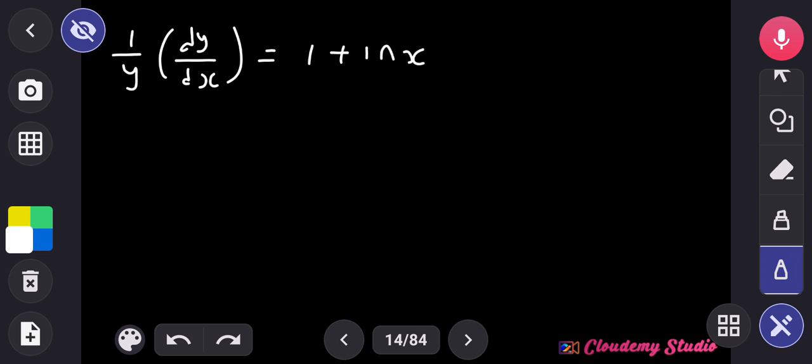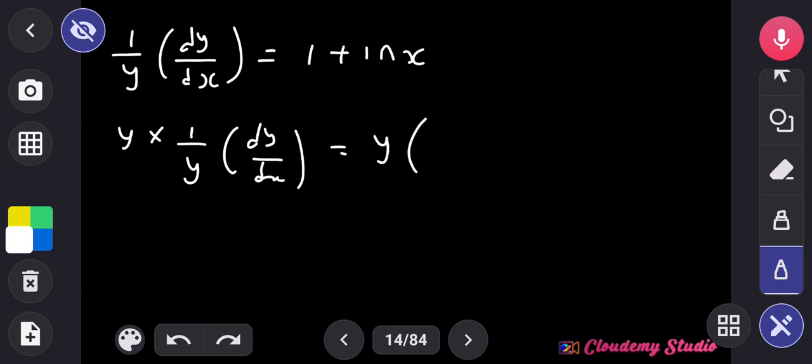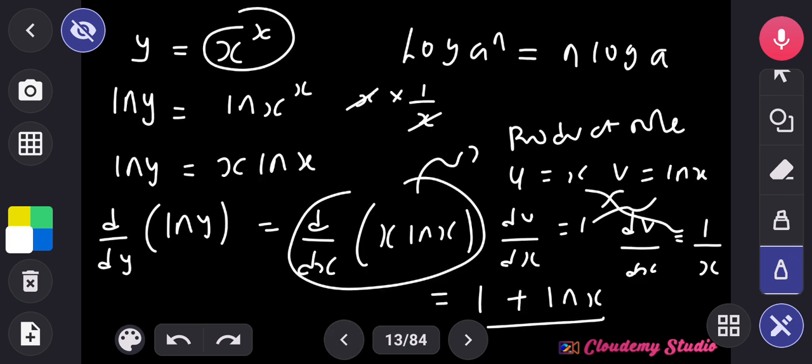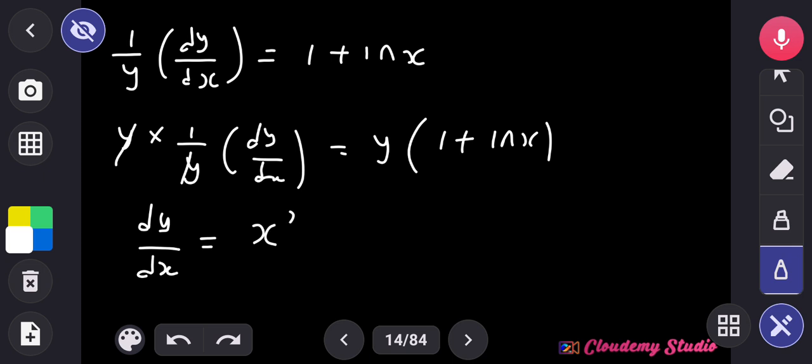Now, the next thing is I can multiply both sides by y. Which means y multiplied by 1 over y dy over dx equals y multiplied by 1 plus ln x. y cancels y. I'm left with dy over dx because that's what I'm looking for. And in this case, what's our y? Our y equals x raised to the power x, which means dy over dx is x raised to the power x into bracket 1 plus ln x as our answer. So this is our answer for this particular question.